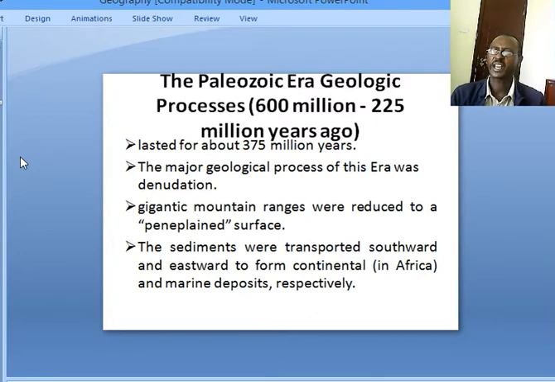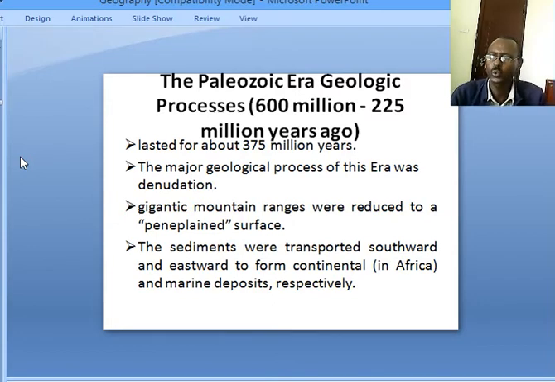The Paleozoic era, the geologic process from 600 million to 225 million years ago, lasted for about 370 million years. So it covers about 375 million years. The major geological process of this era, meaning the major feature seen in the Paleozoic era, was denudation, meaning that gigantic mountain ranges were reduced to a peneplain surface.